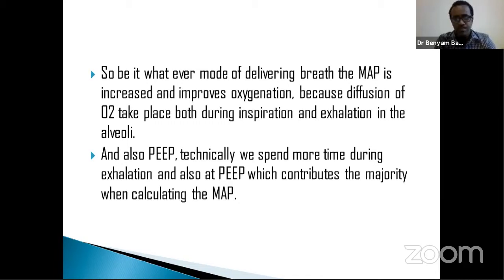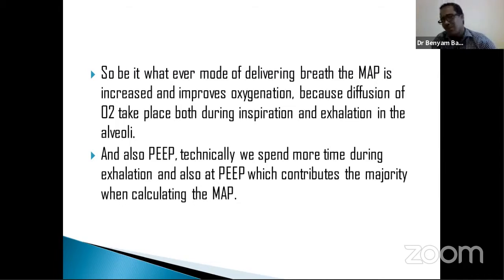And also PEEP, which I'll come to now. Technically, we spend more time during expiration, right? Physiologically, we breathe 1 second for inspiration and 2 to 3 seconds for expiration. So PEEP works mostly during expiration. What does PEEP do? If you remember the previous slide, PEEP keeps the alveoli open the whole time during expiration. There is no collapsing of alveoli. If the alveoli are open during expiration, that means there will be diffusion of oxygen despite being in expiration, so it will help oxygenation.